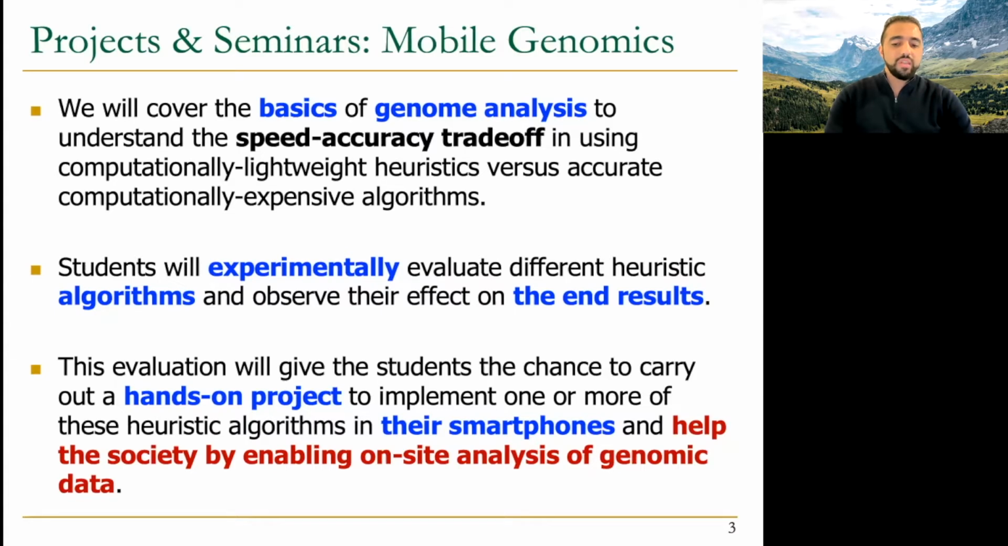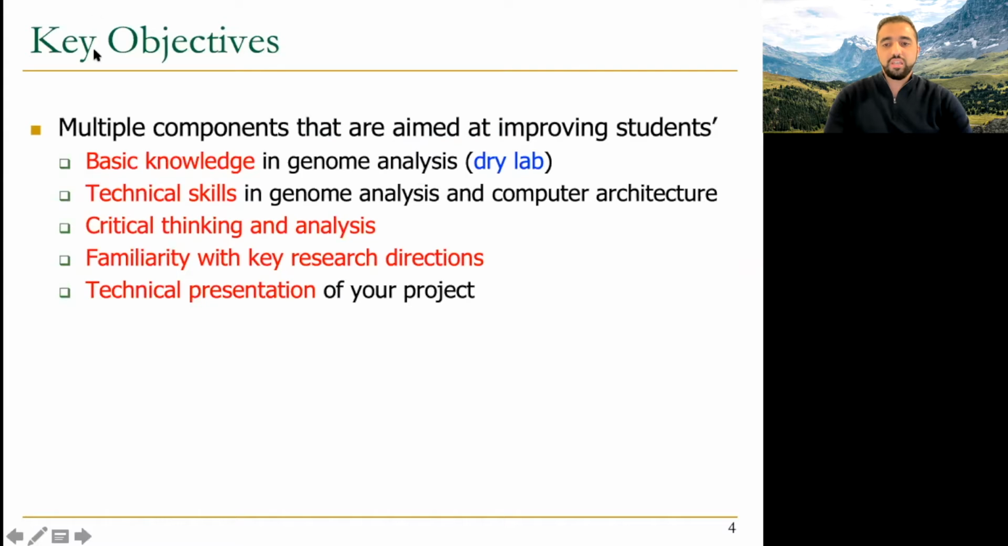That will help society by enabling on-site analysis of genomic data, especially during the COVID-19 pandemic, where you are doing the computation at population scale for the entire world. And there are some places where you don't have the ability to access cluster computing, for example, or cloud computing. So this will help many research groups or many projects to do the computation efficiently.